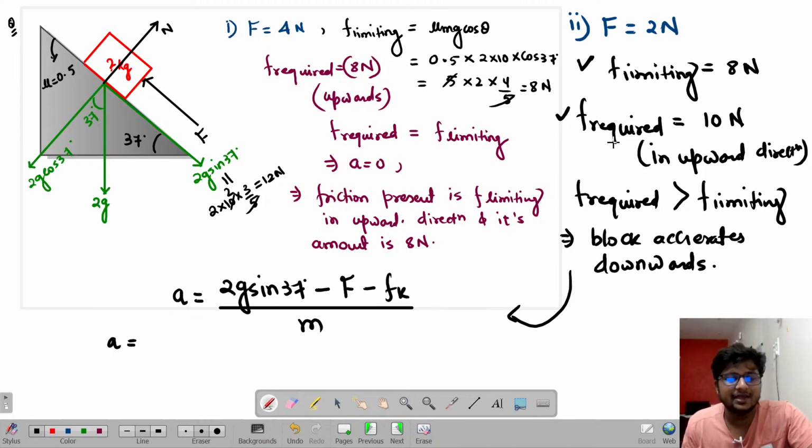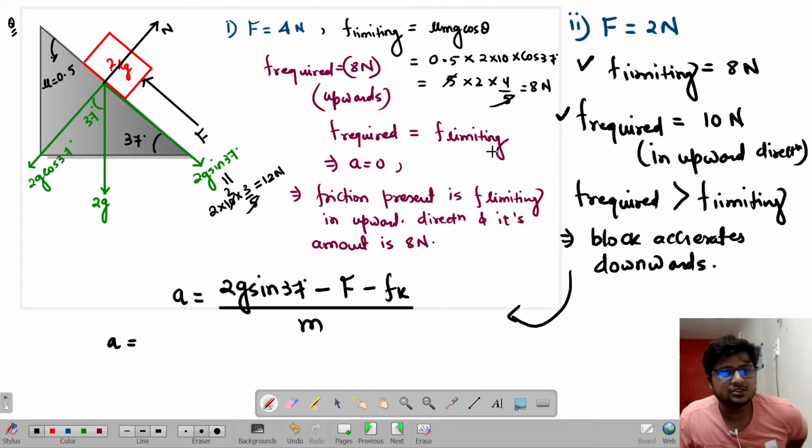Now what is F required? F required is that force which I am using to see under what value of frictional force the body will be at rest. Means F required is that force where we are thinking that the body will be at rest. Is that clear or not?